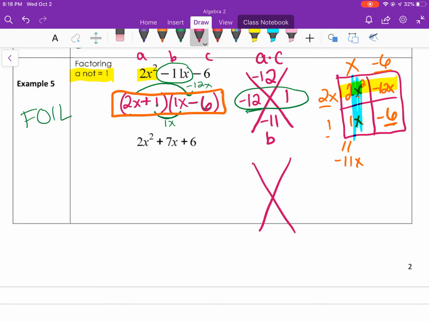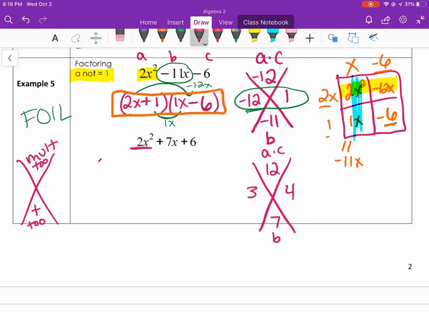So here I have a times c would be 2 times 6 is 12 and adds up to b, 7. So I want two numbers that multiply to 12 and add up to 7. On the top it's multiply and this one is add. And you need these two numbers. So that would be 3 times 4. 3 times 4 is 12. 3 plus 4 is 7.